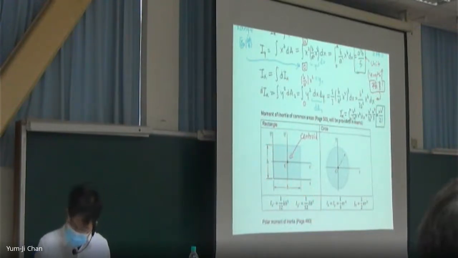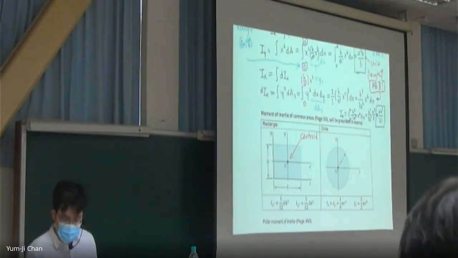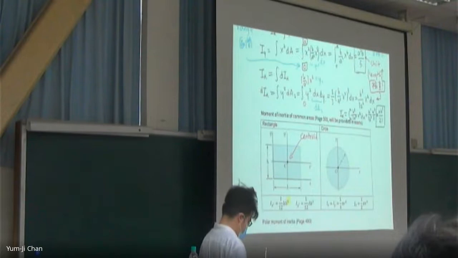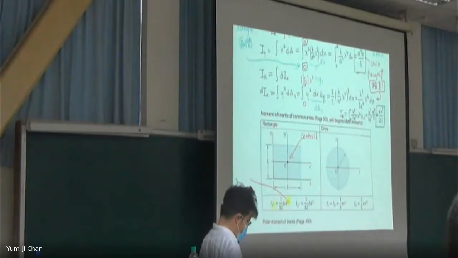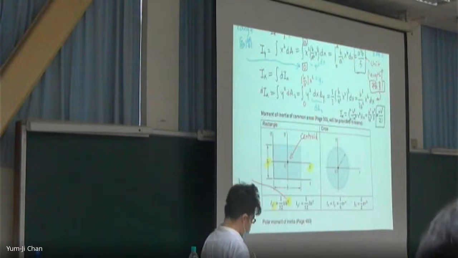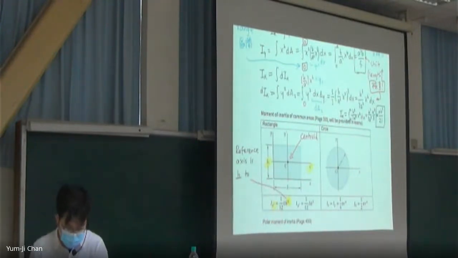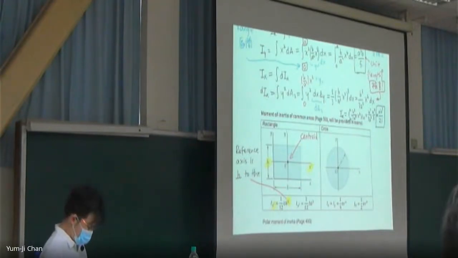I usually remember it like this. We take a look at this x prime and h cubed. The direction of x prime is perpendicular to the direction of h cubed.